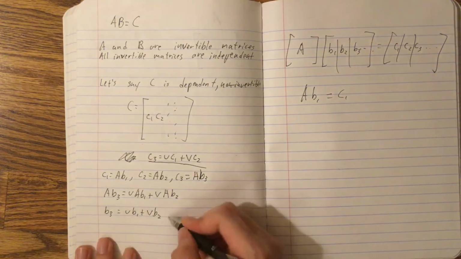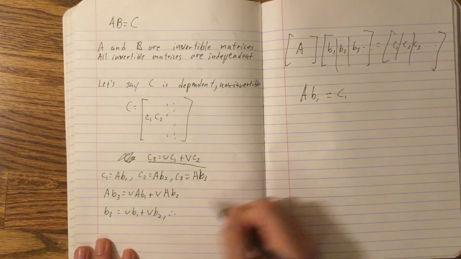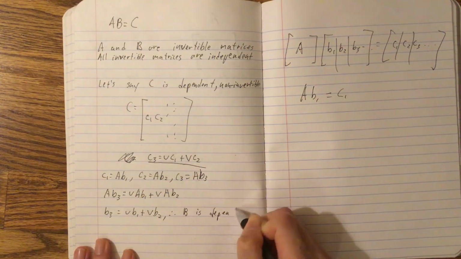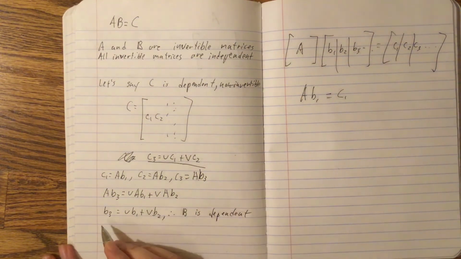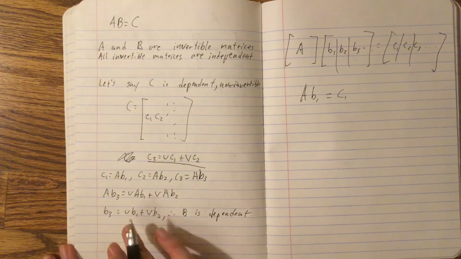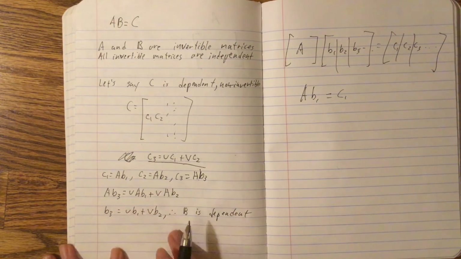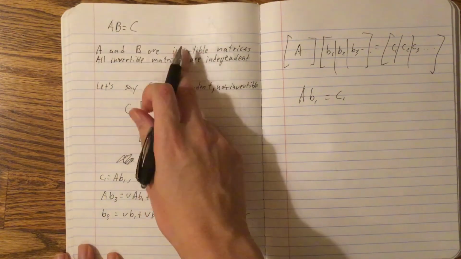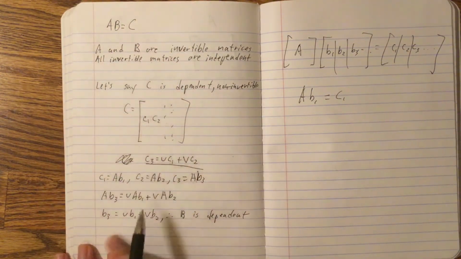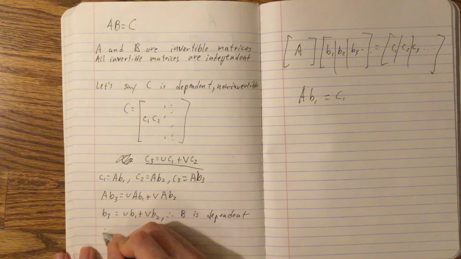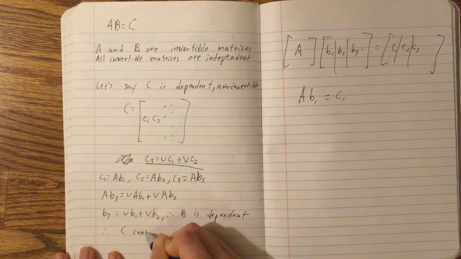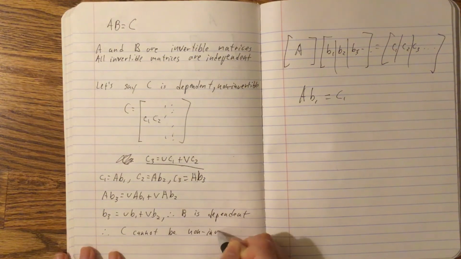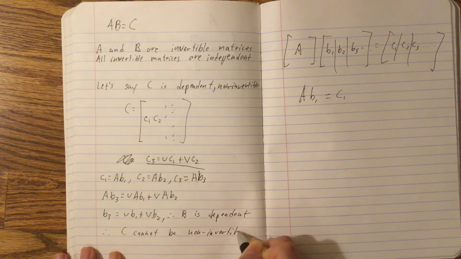This says that B is dependent, because column B3 is a linear combination of the other columns in B. But we assumed that B is invertible and therefore independent. So therefore, C cannot be non-invertible. That means it must be invertible.